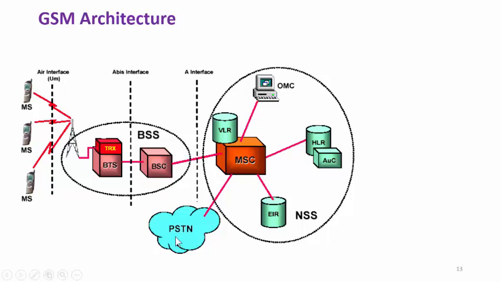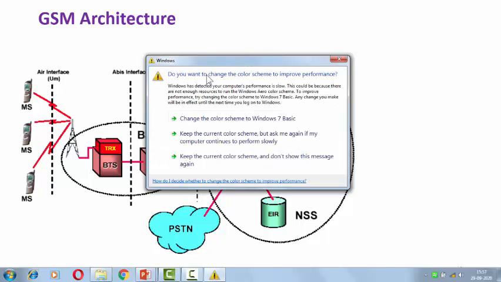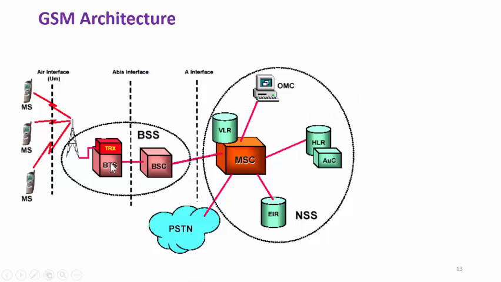Then NSS. In NSS you will find the mobile switching centers. So MSC is responsible to communicate with BSC, and is responsible to communicate with another network, that is PSTN, public switched telephone network. MSC is working with VLR, that is visitor location register, home location register, authentication, EIR, operation and maintenance kind of blocks or services.